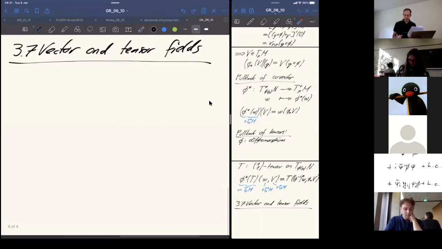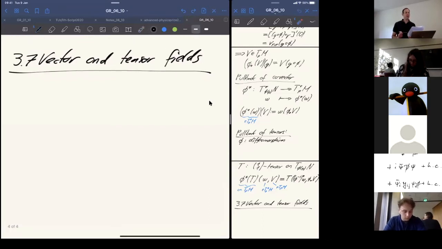Now, here in this chapter, even more, I have to skip many technical proofs, and I will just make the statements, and you have to believe me that these statements are true, or read them up in the lecture notes, or read the proofs there.